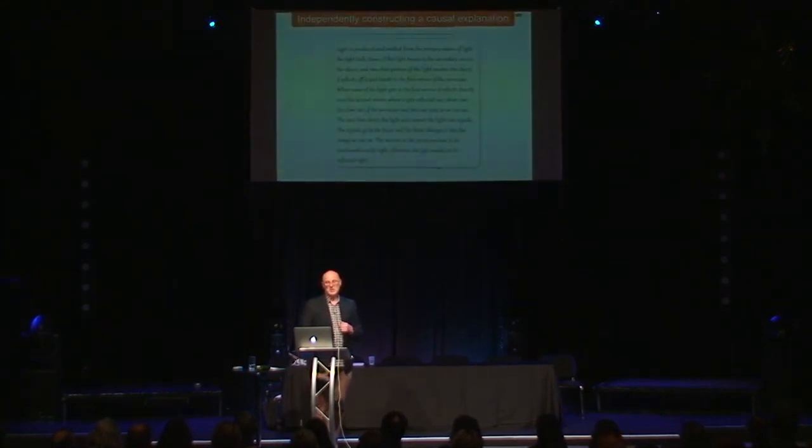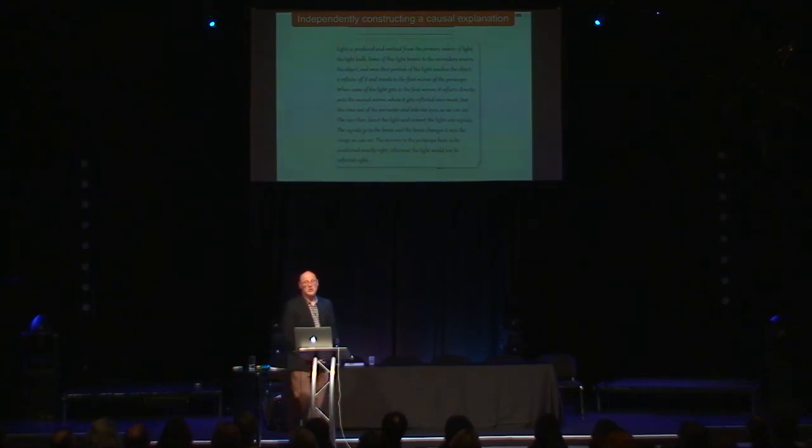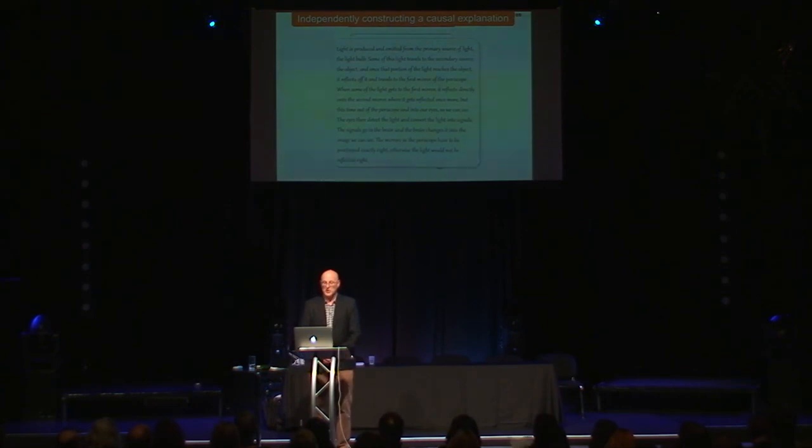All right, here's one of the best ones. Light is produced and emitted from the primary source of light, the light bulb. Some of this light travels to the secondary source, the objects, and once that portion of the light reaches the object, it reflects off it and travels to the first mirror of the periscope. When some of the light gets to the first mirror, it reflects directly onto the second mirror, where it gets reflected once more, this time out of the periscope and into our eyes, and so it goes on. This is an absolutely fantastic text from an 11-year-old student, isn't it? Yeah, it's brilliant.